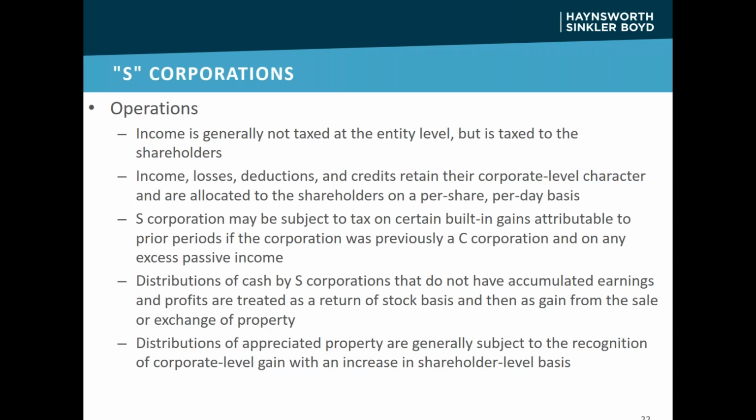Distributions of cash by S corporations that do not have accumulated earnings or profits are treated as a return of stock basis and then as a gain from the sale or exchange of property. S corporations that have accumulated earnings and profits are subject to a complex set of rules under Section 1368(c) that may cause some portion of a cash distribution to be treated as taxable as a dividend, and distributions of appreciated property, which are generally subject to the recognition of corporate level gain with corresponding increases in shareholder level basis.